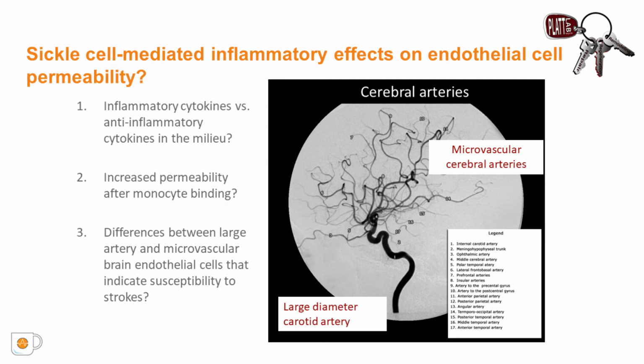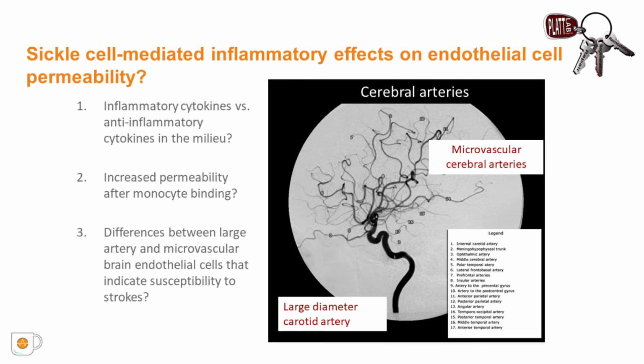And so the next question was, what are the sickle cell mediated inflammatory effects on endothelial cell permeability? And this really became important as to look in two different types of endothelial cells. In the large diameter of the carotid artery, again, where the blood is coming in to the brain, those are much larger vessels, so it's a larger diameter vessel, which leads to endothelial cells from a different flow environment.